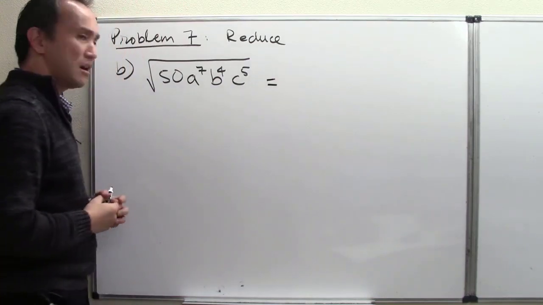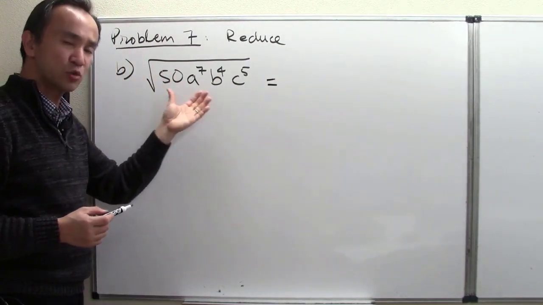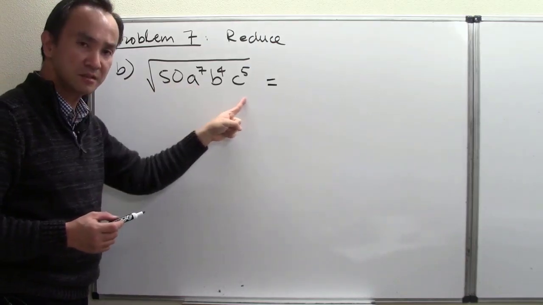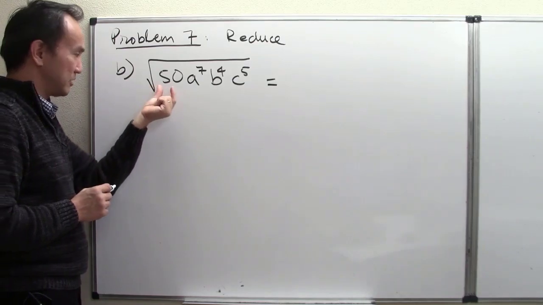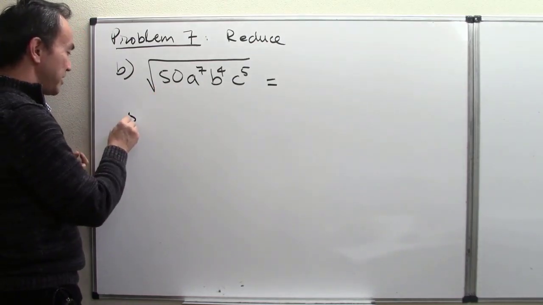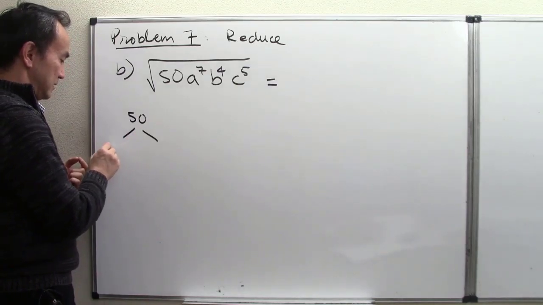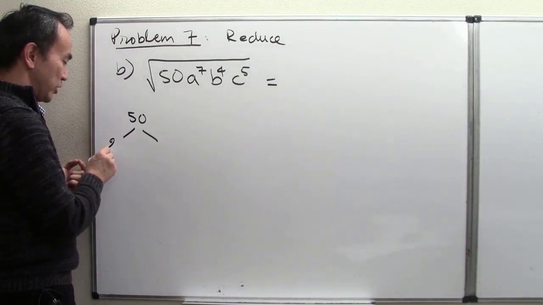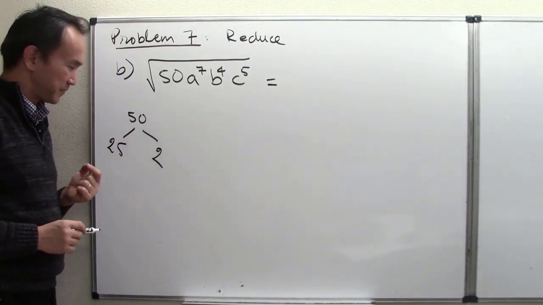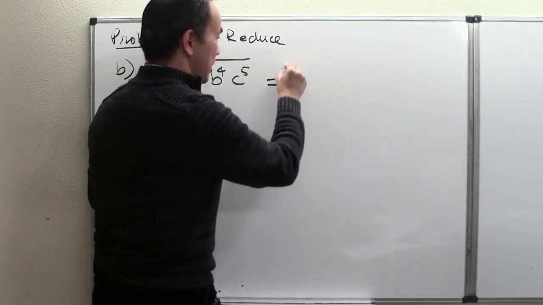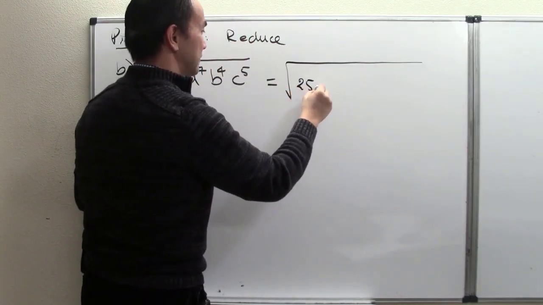Now I'm starting to recognize the largest perfect square factor that goes into this entire product. I'm going to start out with the numerical value, 50. The largest perfect square that goes into 50 as a factor is 25, and the other factor is 2. So in my square root, the 50 is re-expressed as 25 times 2.